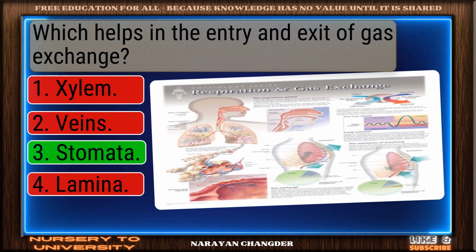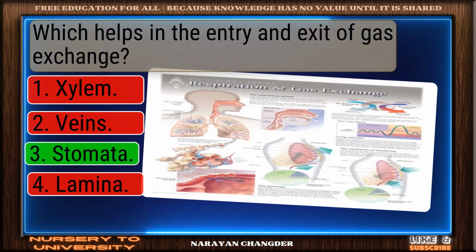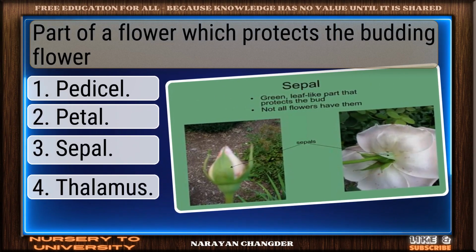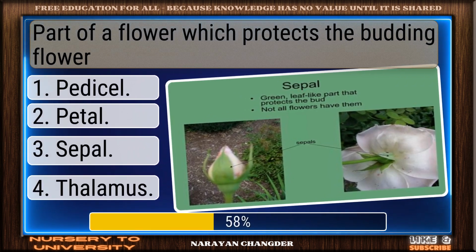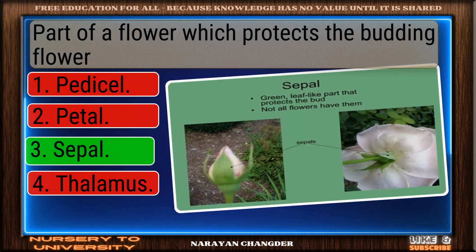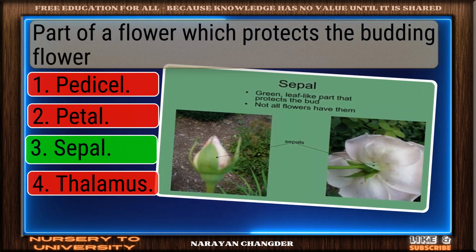Which helps in the entry and exit of gas exchange? Great job. Stomata is the accurate answer. Part of a flower which protects the budding flower. Sharp thinking. Sepal is the right choice.